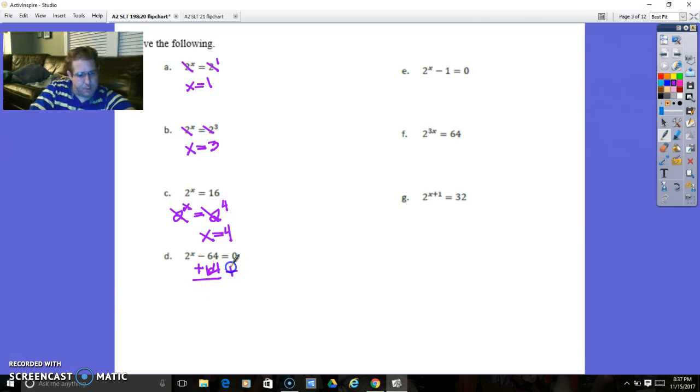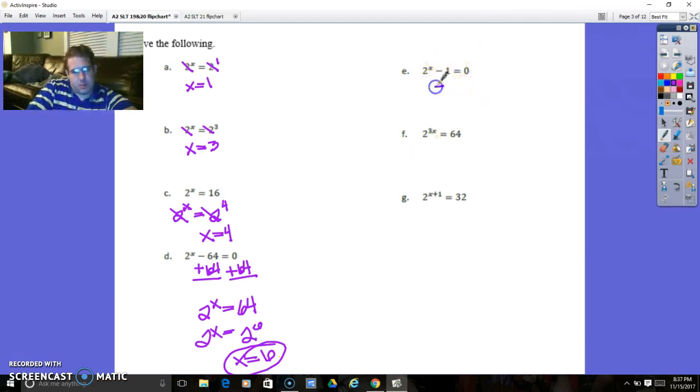Same thing goes with this one, but I'm going to need to move this over to the other side. So I'm left with just 2 to the x equals 64. 64 is the same thing as 2 to the 2, 4, 8, 16, 32, 64. So that would be 2 to the 6th power is equal to 2 to the x, so x must be 6. This one's plus 1 on both sides, so 2 to the x power equals 1. And 1 is the same thing as 2 to the 0th power, so x must be 0.